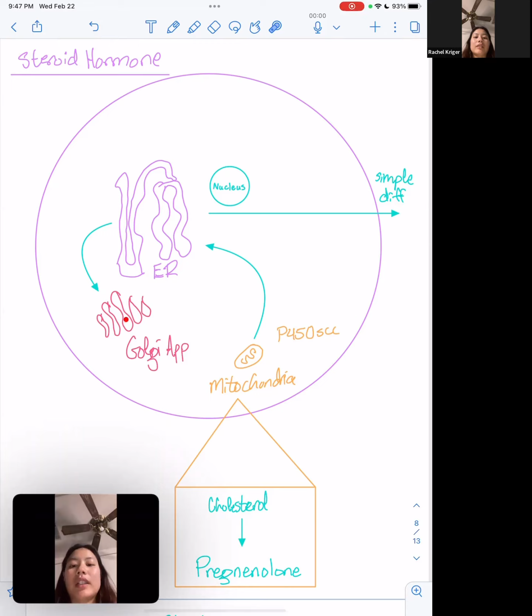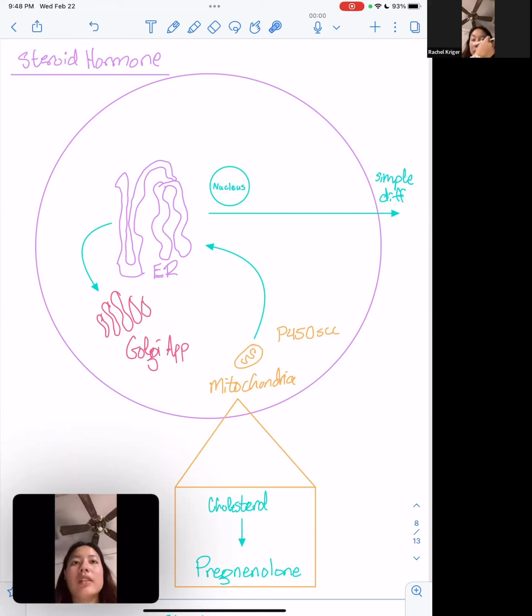First we have cholesterol, the precursor to the steroid hormones. Cholesterol is first synthesized in the endoplasmic reticulum and then is able to move to the Golgi apparatus. Then in the Golgi apparatus, it is processed in a way that makes it ready for the mitochondria to synthesize the final product, which would be the steroid hormones.